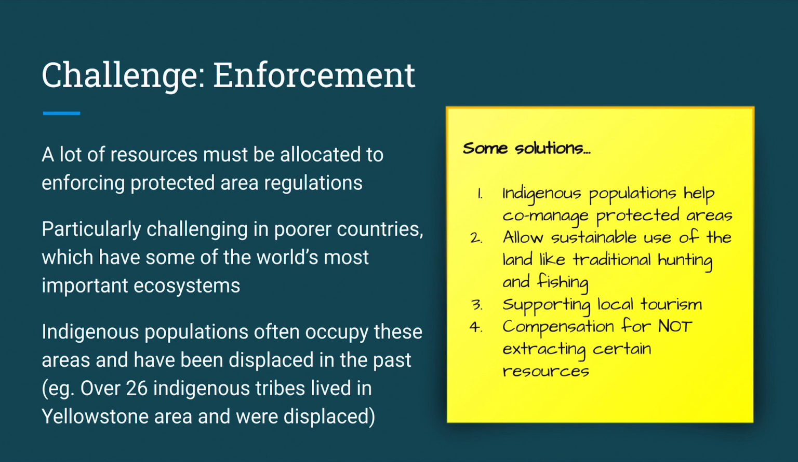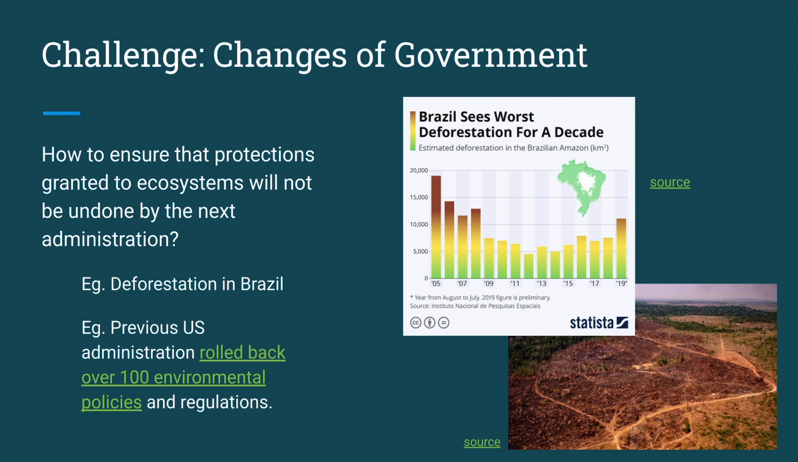And very often, even when progress has been made by a country towards their conservation goals, for example, by passing stricter environmental regulations, changes of government could mean that protections for ecosystems could be rolled back or removed altogether. So, for example, when President Trump came into power in the United States, he rolled back over 100 environmental policies and regulations, including things like weakening the Endangered Species Act.